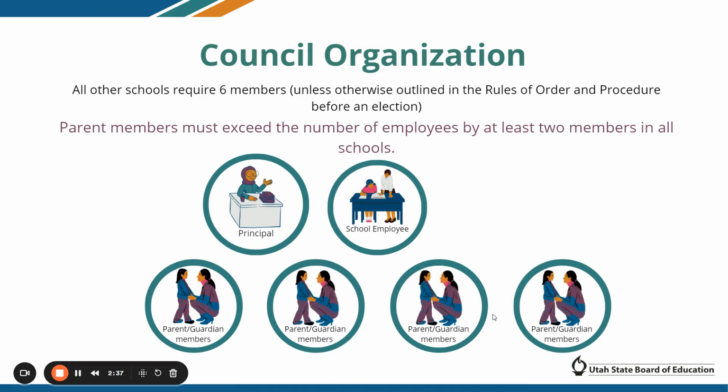All other school councils will have 6 members made up of 4 parent members and 2 school employees, which includes the principal, unless the seating has been outlined otherwise in the Rules of Order and Procedure. Remember, a 2-parent majority is required.